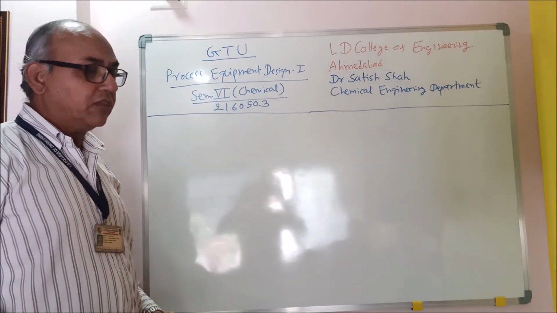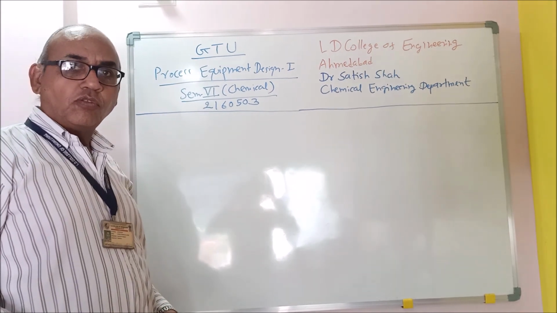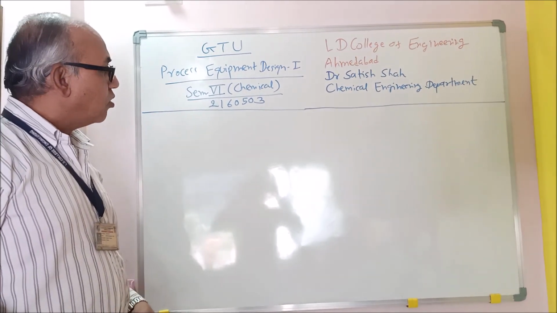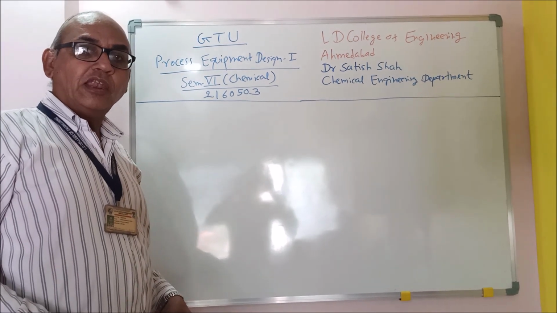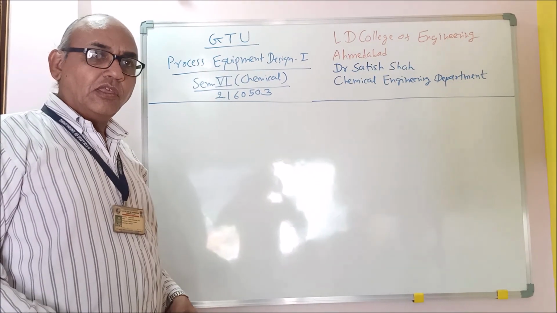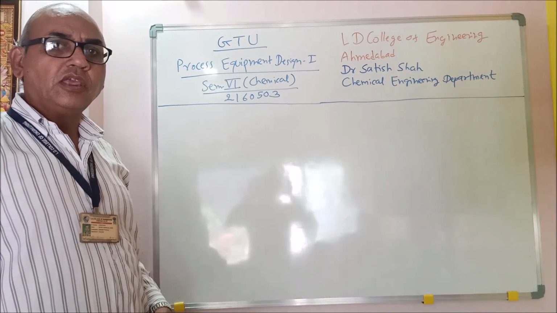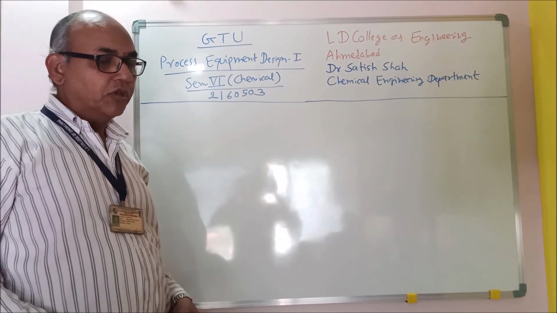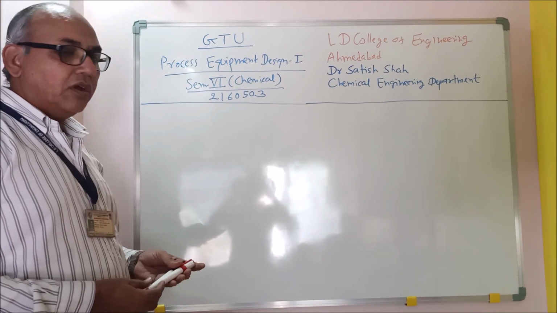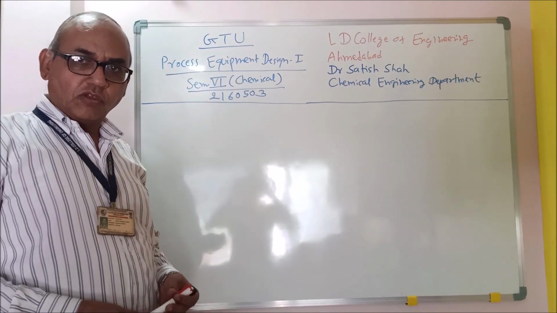The subject code is 21605003. Now, the topic which I am going to cover today is the process design of shell and tube heat exchanger. In this lecture, I'll be only covering the theory part. In my next lecture, I'll be covering the problem. So let us start with the understanding of the shell and tube heat exchanger.